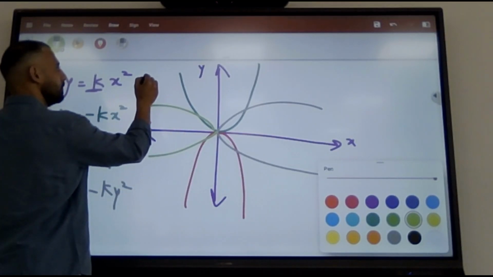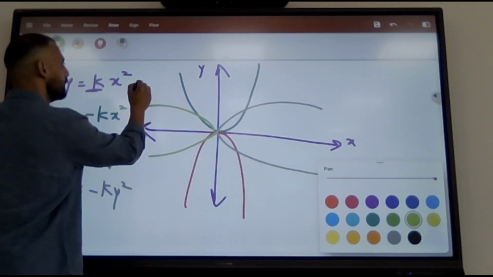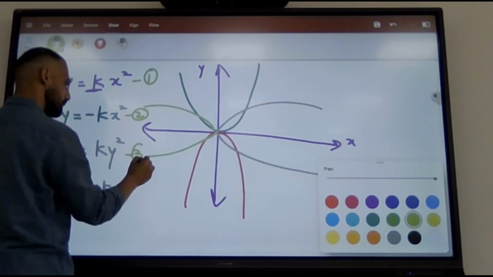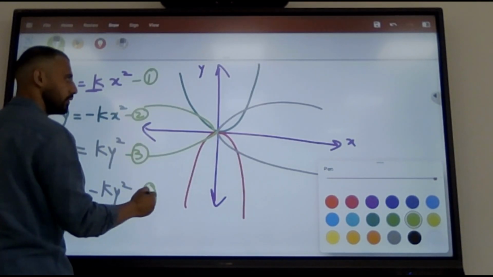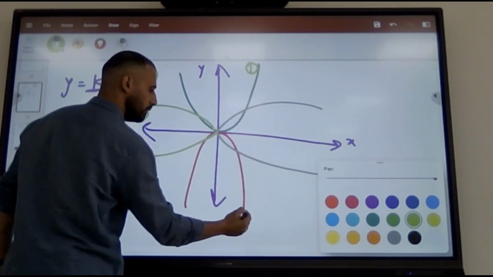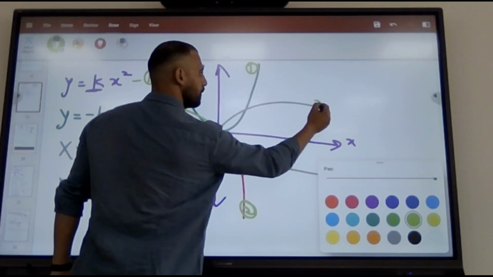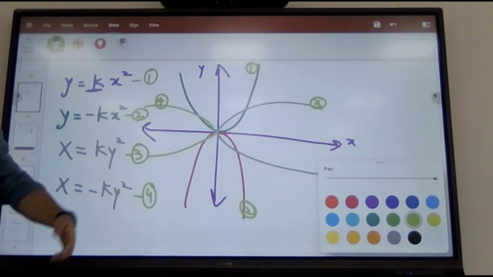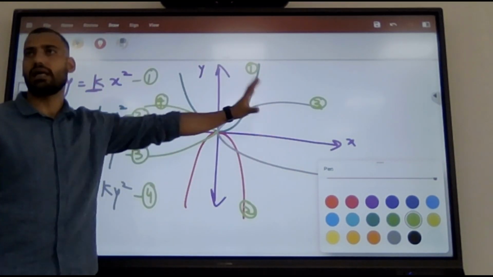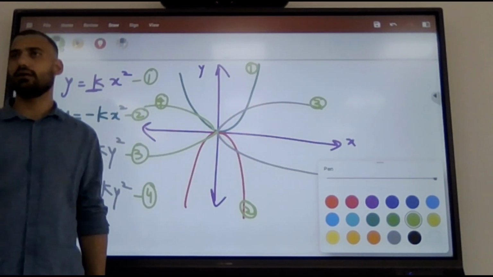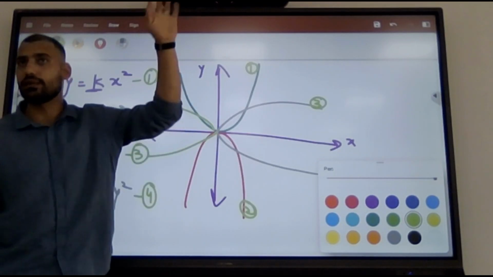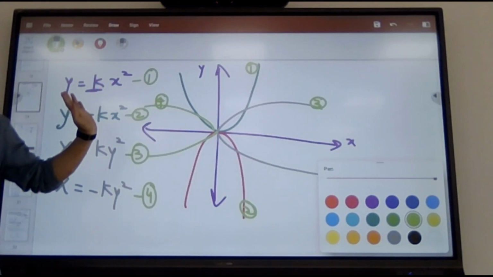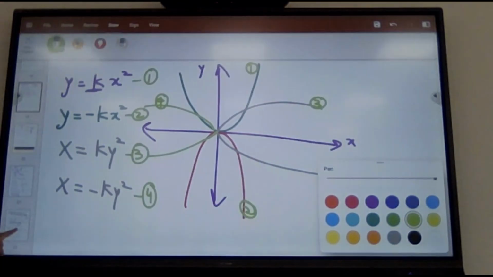So I hope you will be able to figure this out. I'll write them down: 1, 2, 3, 4. Then 1, 2, 3. Is that fine? Now in mathematics you call them upward, downward, right and left sided parabolas. Is that clear? Now let us apply this concept to our equations. Is the concept first of all clear? Okay. Now let us come to the question.